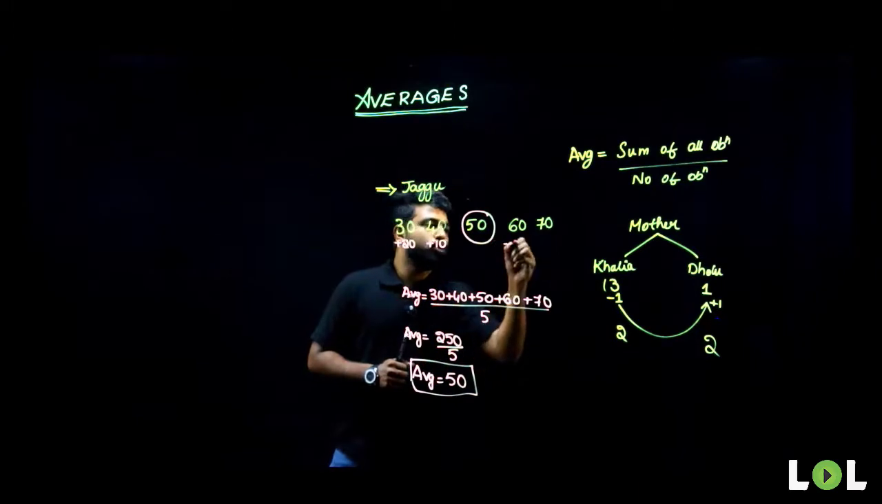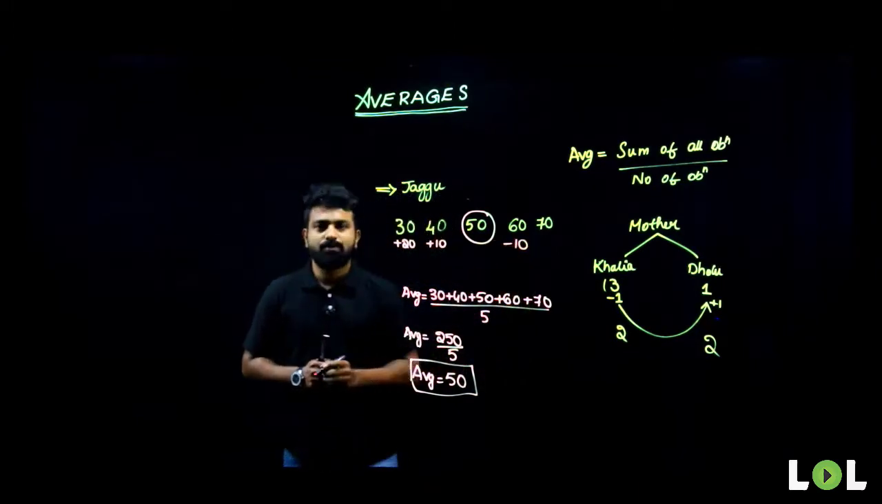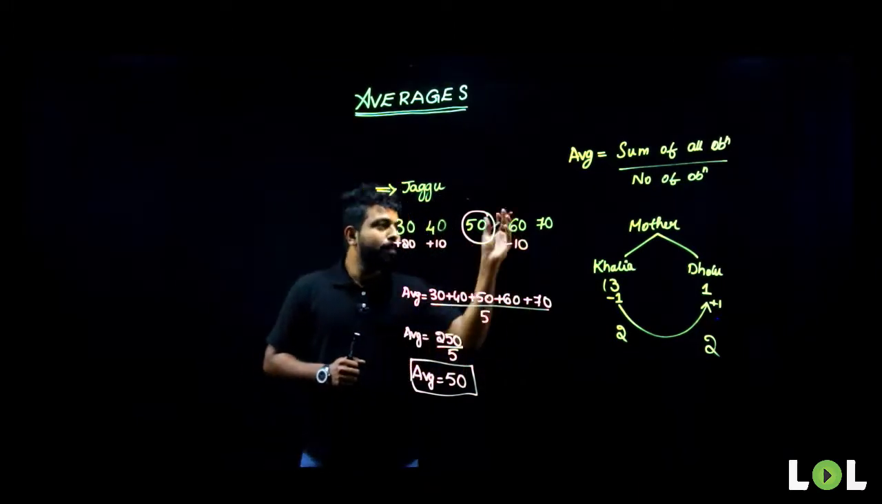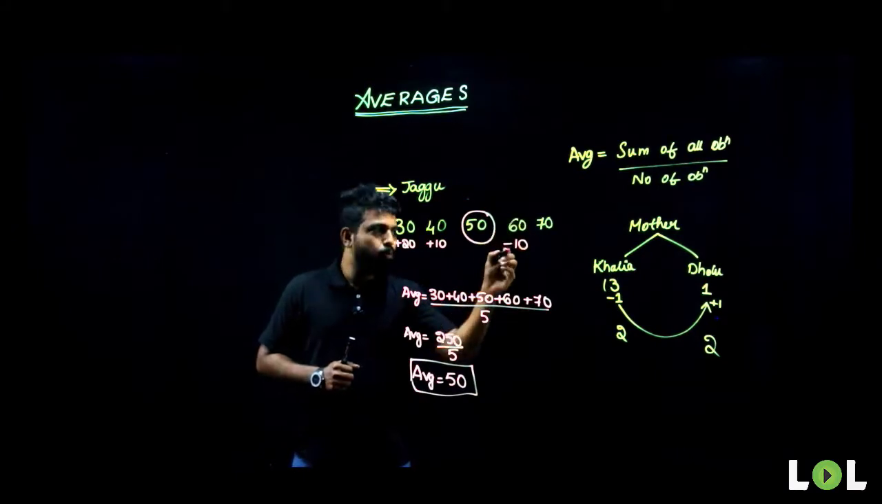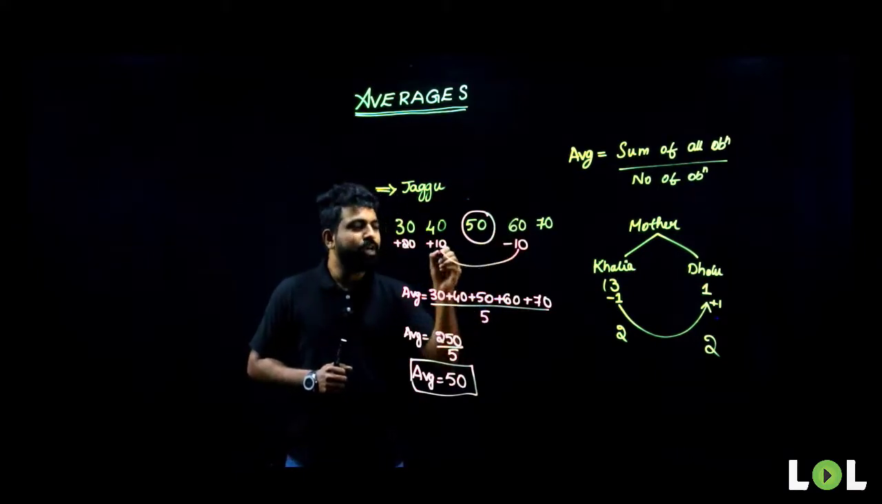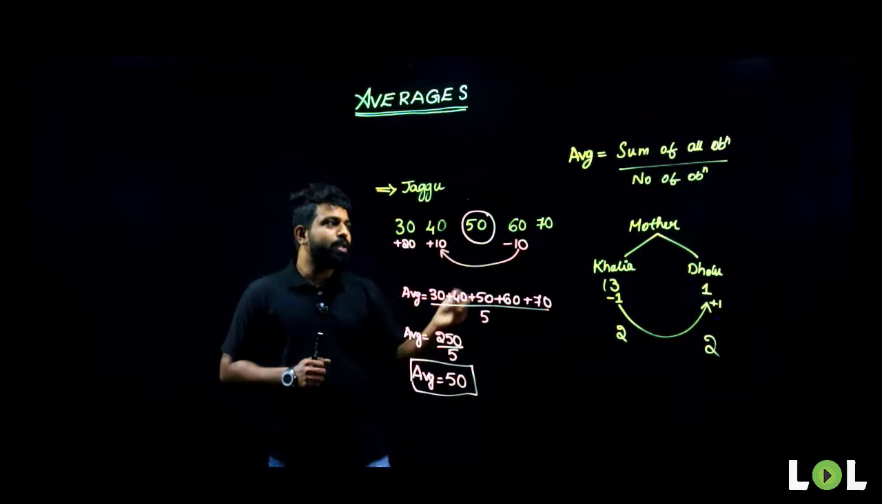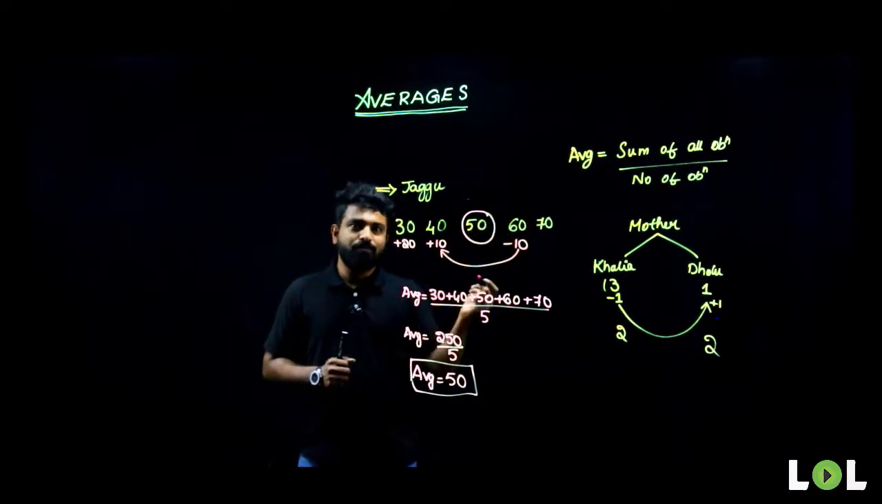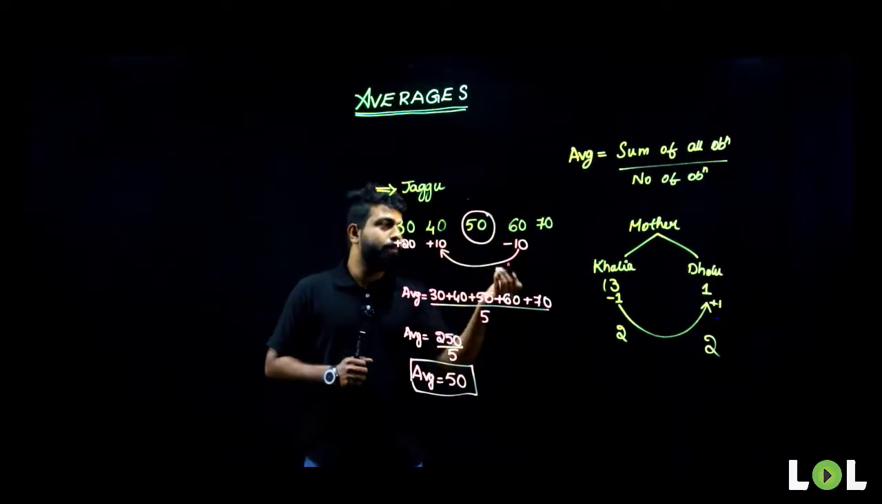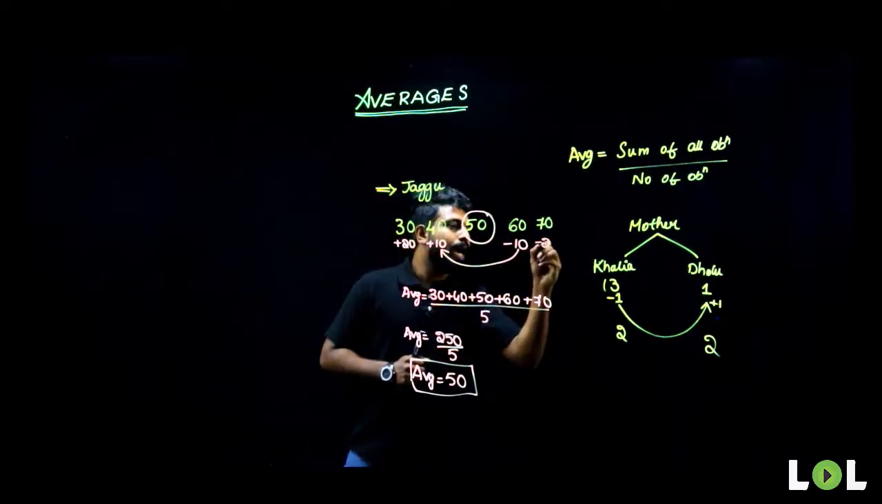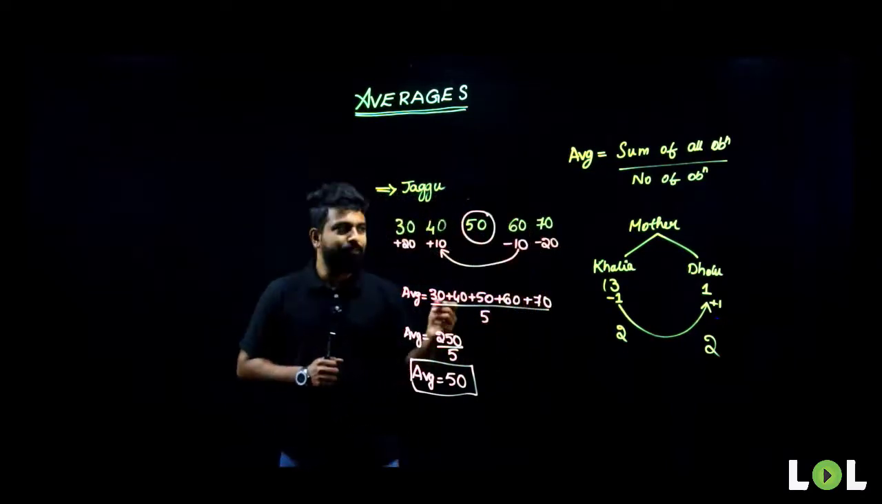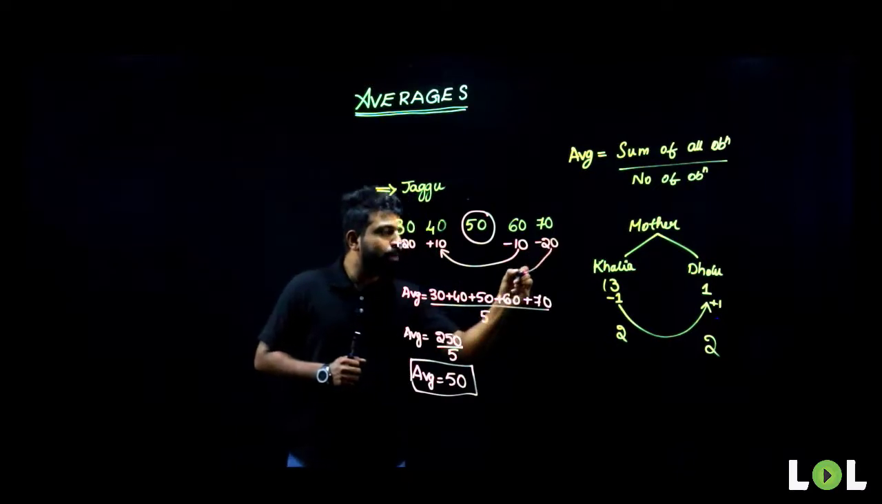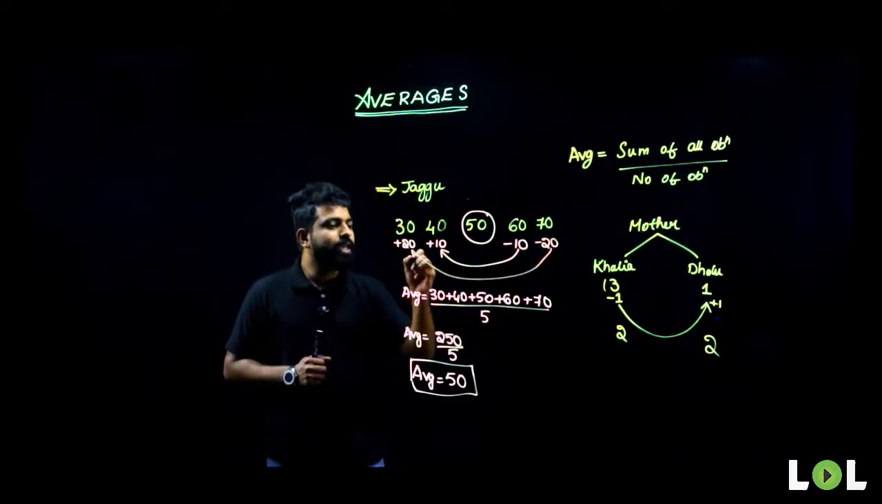So what am I supposed to do? I need to subtract 10 marks from this. So whatever marks that I have subtracted from 60 is what I'll be giving? 40. Similarly, now 70. Is 70 greater than 50 or less than 50? It is greater than 50. By how much? 20. So I'm subtracting 20 marks from the 70 and giving that 20 marks to 30.